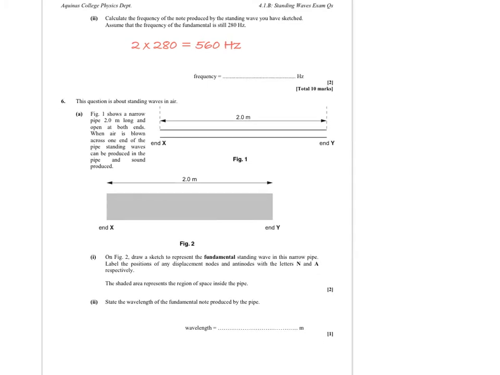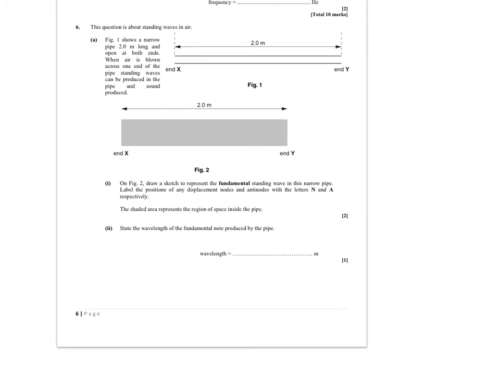For question 6, we've got standing waves in air, and we've got an open pipe instrument. So this is going back again to the diagram on page 2. And we're told that we've got a pipe which is 2 meters long, open at both ends, so we're going to have an antinode at either end, and standing waves are produced in the pipe.